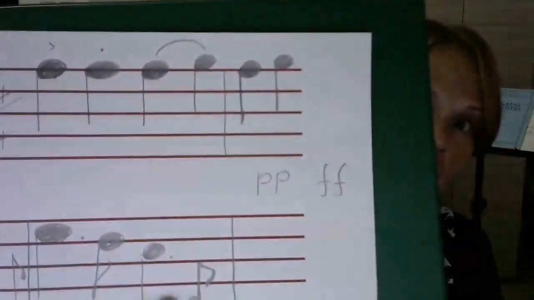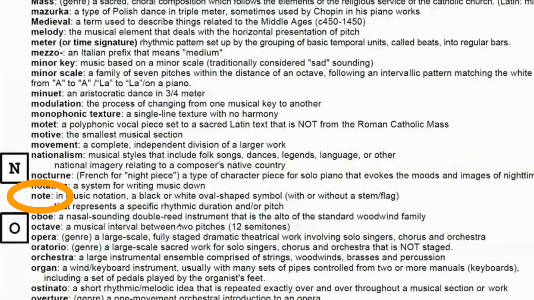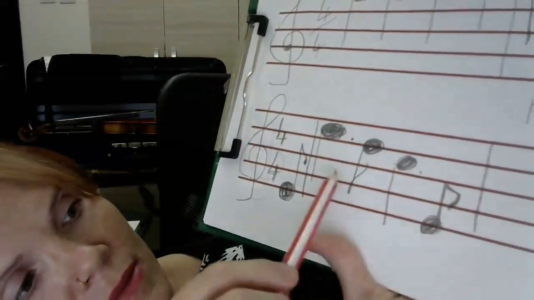Notation, a system for writing music down. Let's say all the things that I just wrote down. It's a notation. Or note in music notation, a black or white oval-shaped symbol with or without a stem or flag. What is the stem or flag? Yes, this is the stem. And this is the flag.